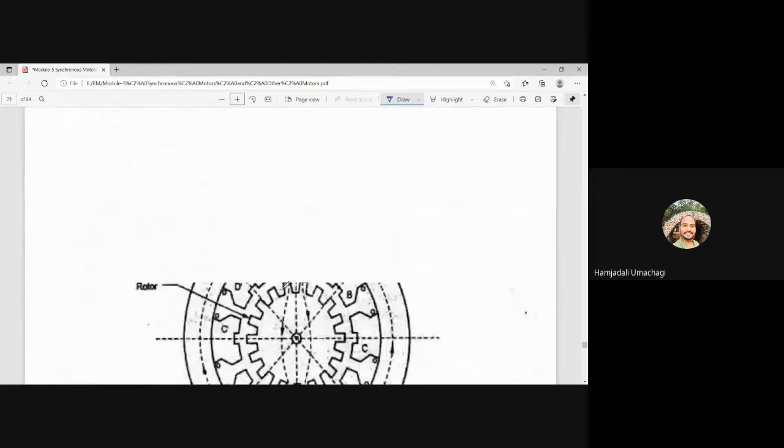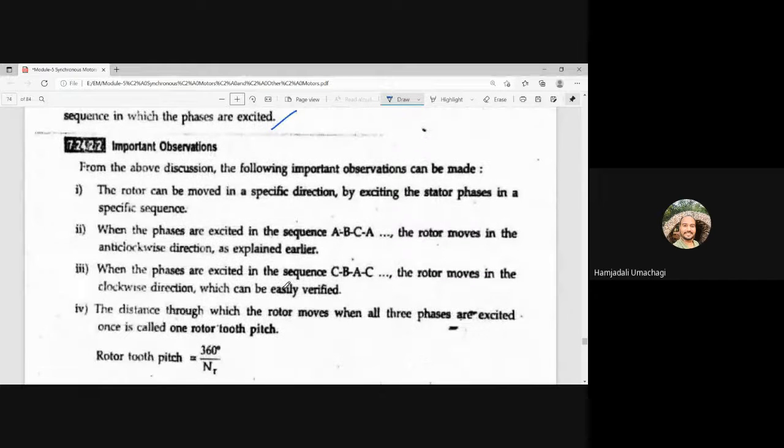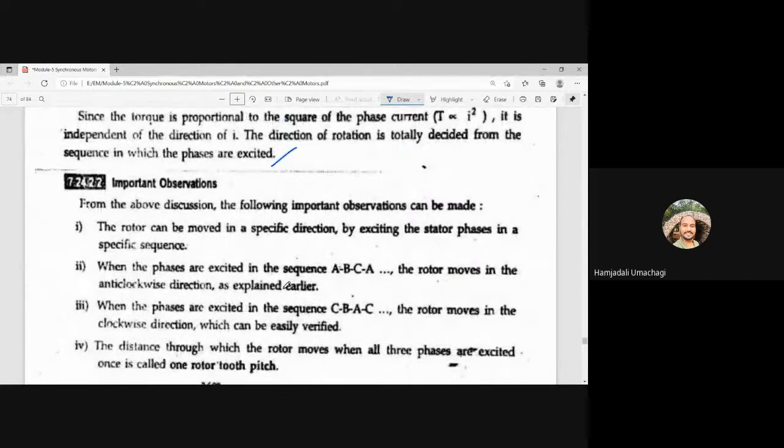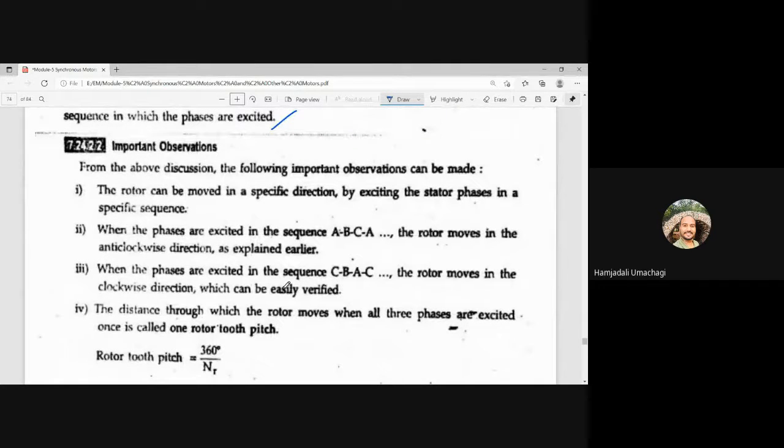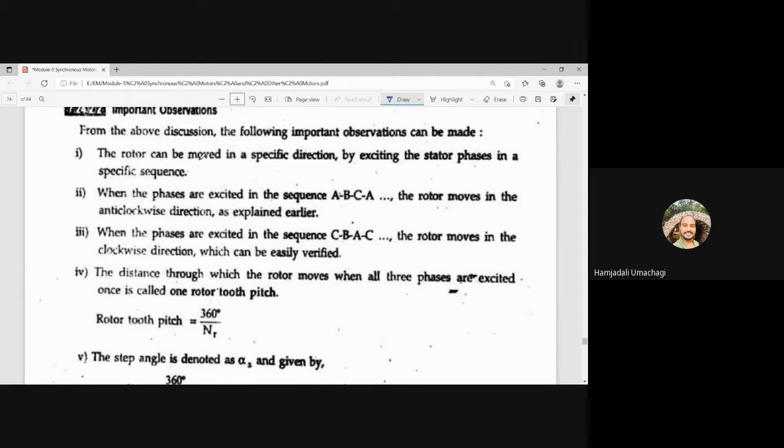Now, from the above explanation of the variable reluctance motor, some observations we can see here. What are those important observations? Let us see. From the above discussion, the following important observations can be made. First one, the rotor can be moved in a specific direction by exciting the stator phases in a specific sequence. So rotor can be made to rotate in a particular direction just by exciting the stator phases in a specific sequence.